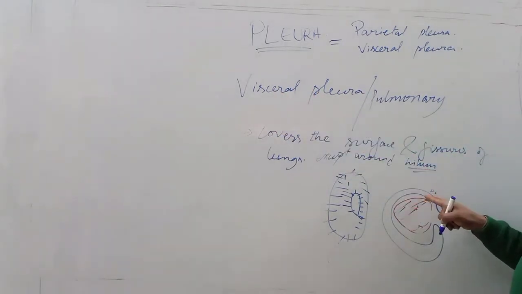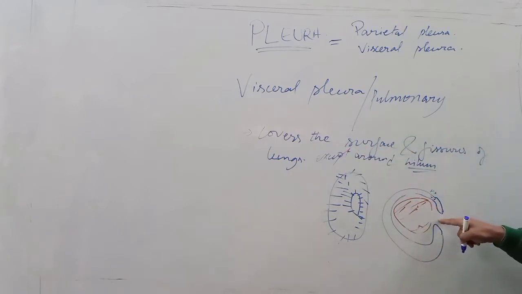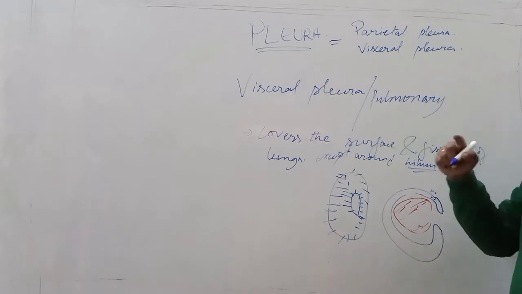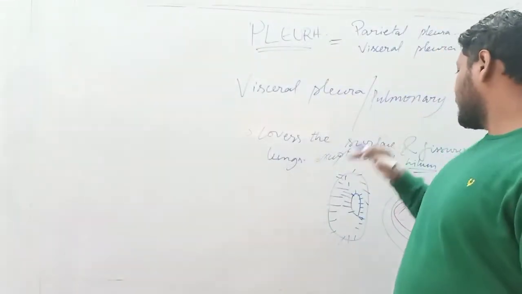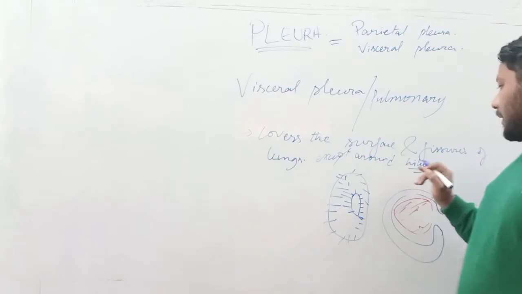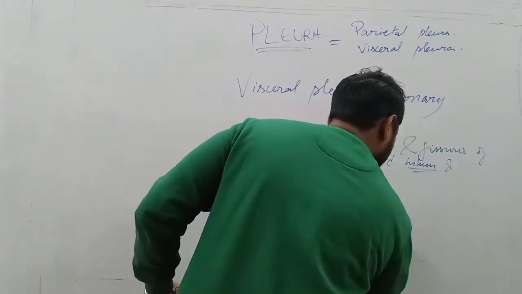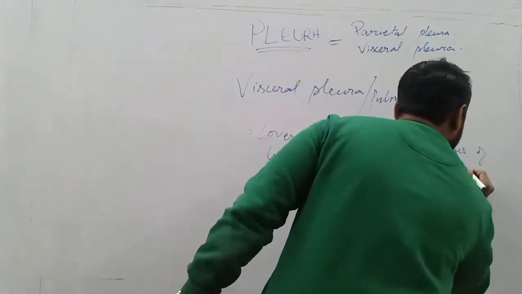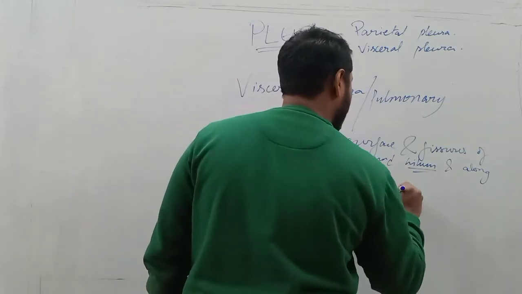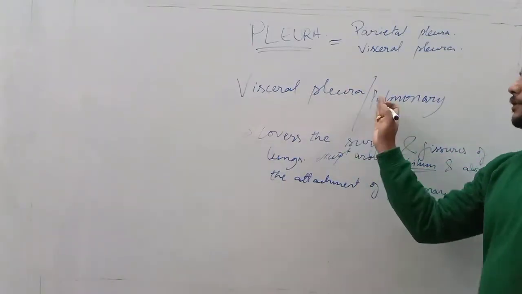So this visceral pleura, the inner pleura, covers the surface and fissures of the lungs except around the hilum where it gets continuous as the parietal pleura, right? Sometimes it might be asked that the visceral pleura is covering the surface and the fissures of the lungs, but which is that portion that the visceral pleura doesn't cover? So the answer is the hilum, and there is one more structure, that is the attachment of the pulmonary ligament. Alright, so these are the two structures which the visceral pleura is not covering.